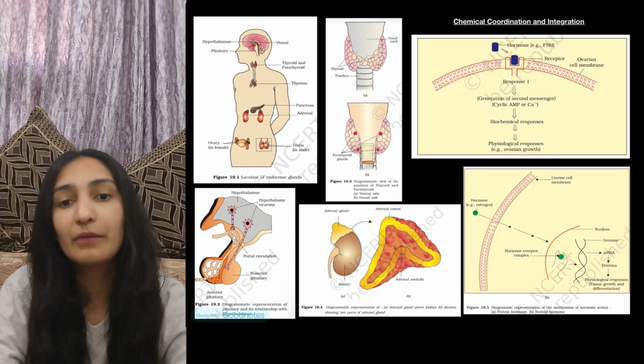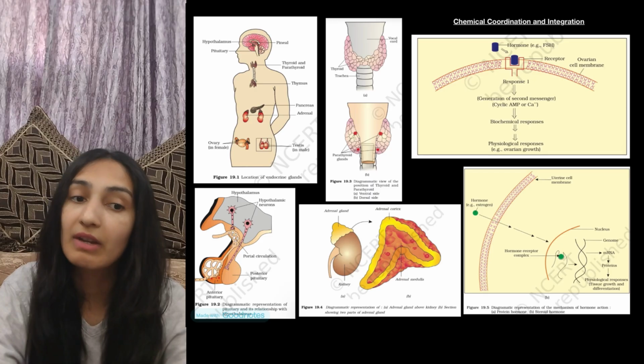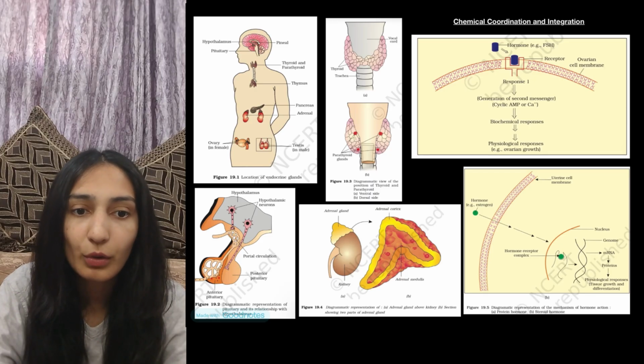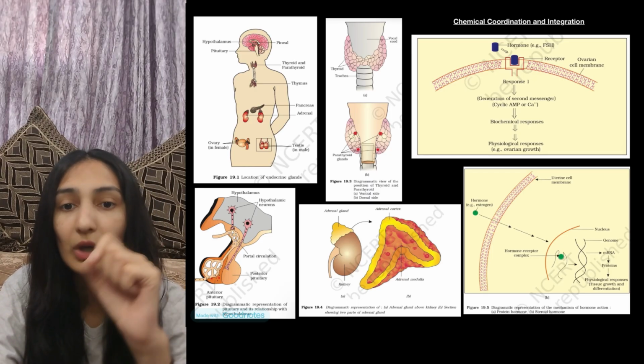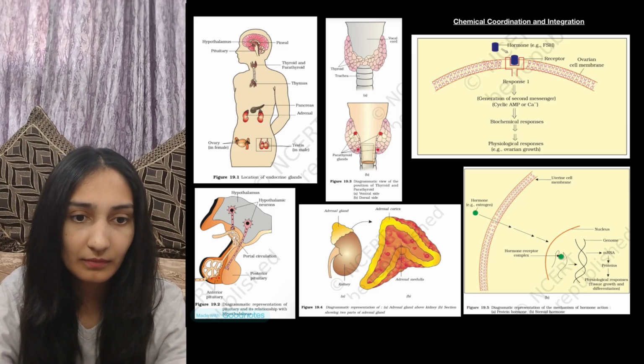Then we have figure 19.3, that is the diagrammatic view of the position of thyroid and parathyroid. So A is the ventral side, okay, where you can see we have vocal cords and we have thyroid and we have trachea. In B, that is the dorsal side, you can see 4 small parathyroid glands, as I was talking about the number of pairs, okay.